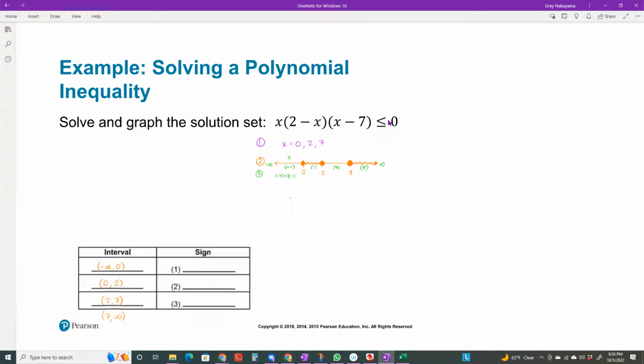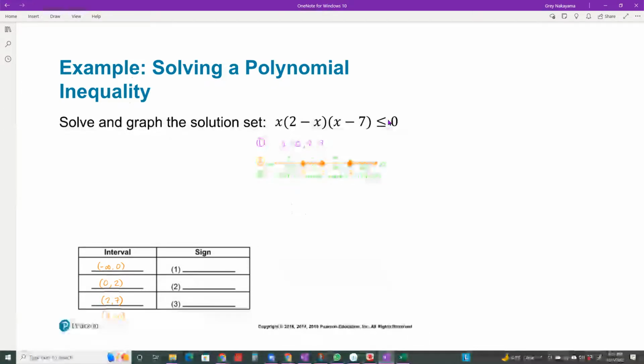And when I put in +1, I'm going to have a positive, and a negative, which is going to end up being negative. If I put in 3, I'm going to have a positive, a negative, and a negative, which is positive. And if I put in 8, I'm going to have all positive and then a negative and then a positive, which is a negative again.